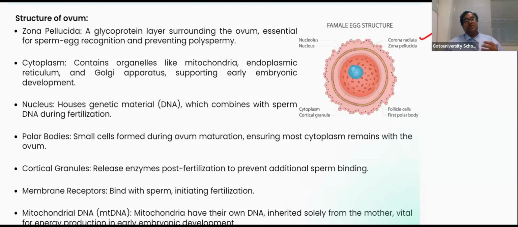This zona pellucida, once it is becoming corona radiata, is not allowing multiple sperm entry. Corona radiata won't allow any other sperm to get entry into the egg, right? This corona radiata is formed because of one sperm cell, right?